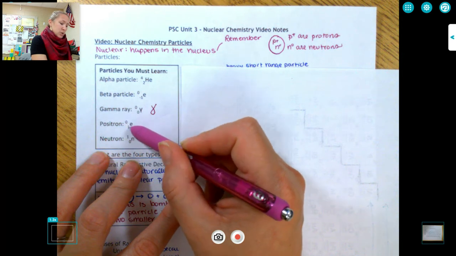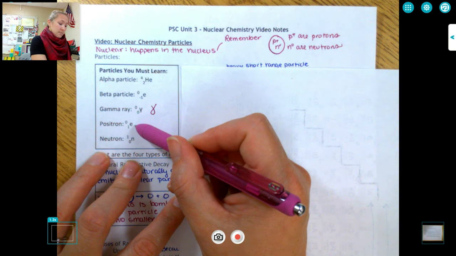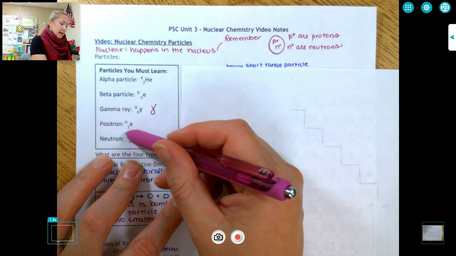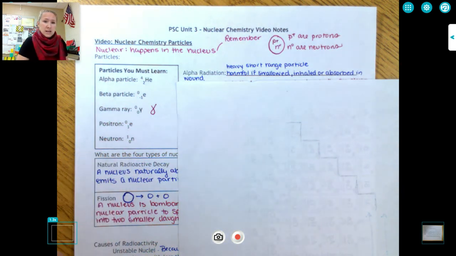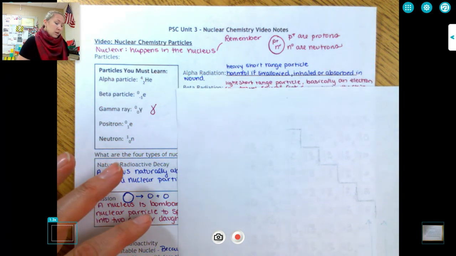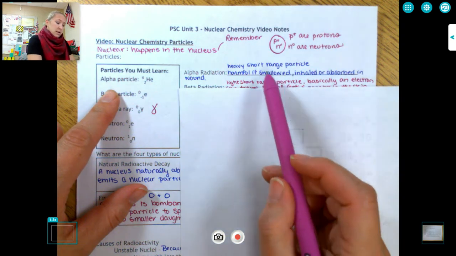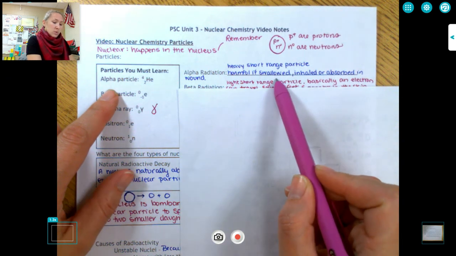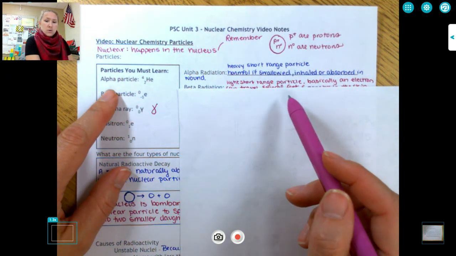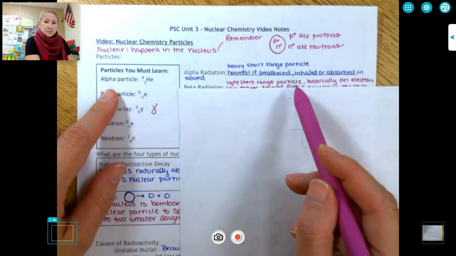We have a positron, which is 0/1 e, and that's similar to having just a proton. And then we have a neutron, which is 1, 0, n. We can have some different types of radiation depending upon what type of particle is given off in a nuclear reaction. First, we have alpha radiation. That's from alpha particles being given off. These are heavy, short-range particles, which we can see from the high mass number here. These would be harmful if swallowed, inhaled, or absorbed in a wound. So radiation that would be bad for us if we ingested it.